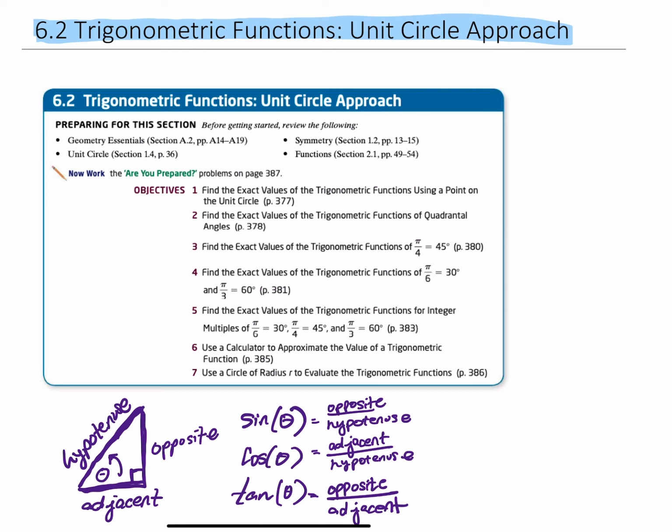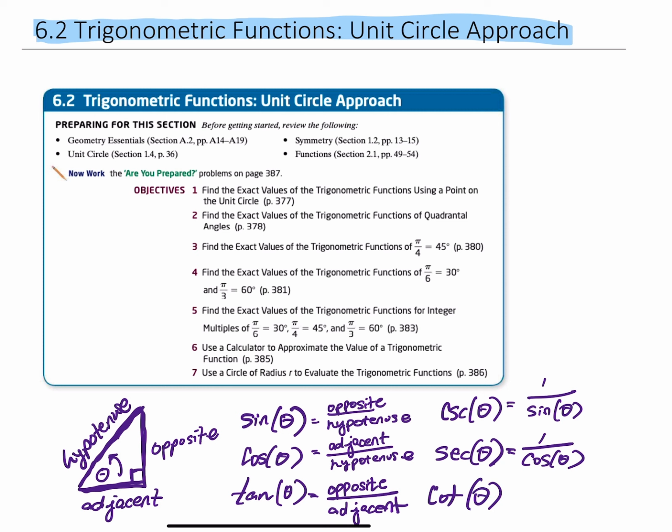And then we had some reciprocal functions. So for the sine, its reciprocal is the cosecant. So that's the flipped version of the sine. We can write it as the reciprocal. The cosine's reciprocal is the secant. So that's 1 over the cosine. And then the tangent has the cotangent, which is 1 over the tangent.